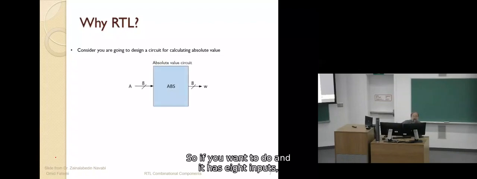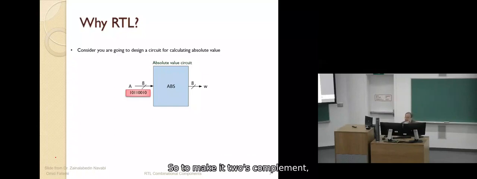It has 8 inputs and 8 outputs. If it is 3, then the output is 3. If it is minus 3, the output is 3. So for example, this one. Oh, this one is a negative number. You see the sign is 1. So what is this number? Let me take its 2's complement.